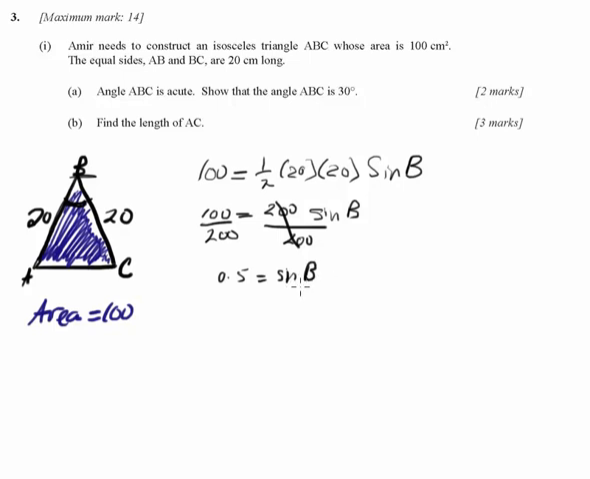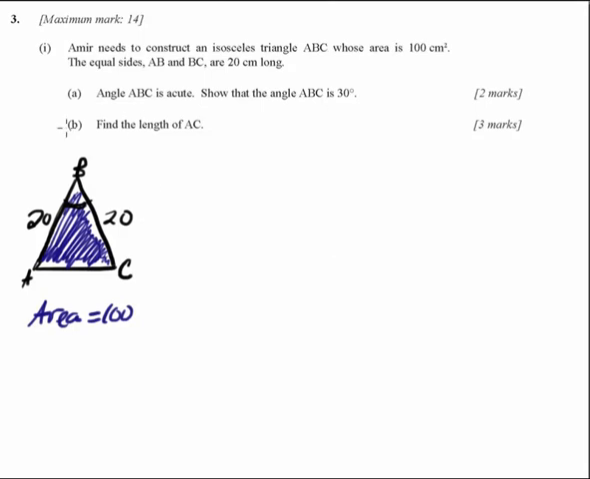We need B. Now, the decimal is not the angle, so you don't type into your calculator sine of 0.5 and get an answer. No, what we need is the inverse sine of 0.5 to tell us what B is, and we do that on our calculator. We find out it's 30 degrees, and there we have shown that the angle is 30 degrees. That's part A, and we're done.